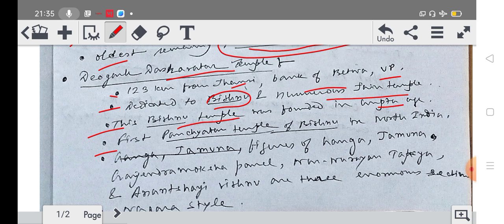The first Panchayatan temple, this is also very important. A Panchayatan temple has 5 pillars, and this was the first example of a Panchayatan temple of Vishnu in North India. The next point is the figures of Ganga and Yamuna, the river divinities, and these figures are also there in the Deogarh Dashavatara temple. Also important to note is the Gajendra Moksha panel.